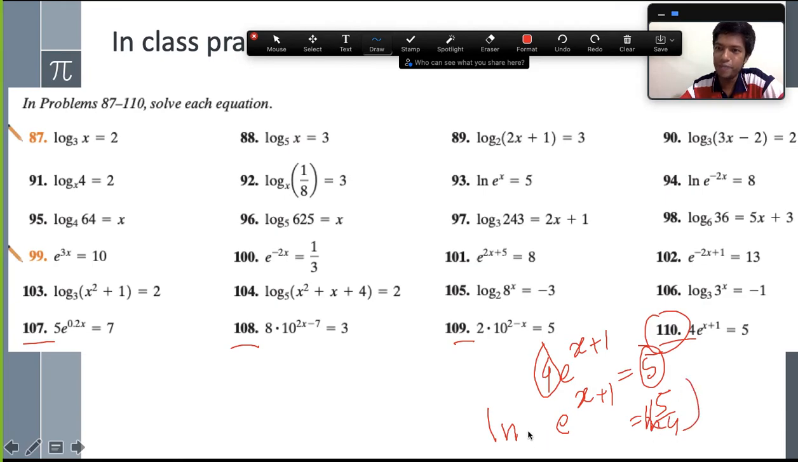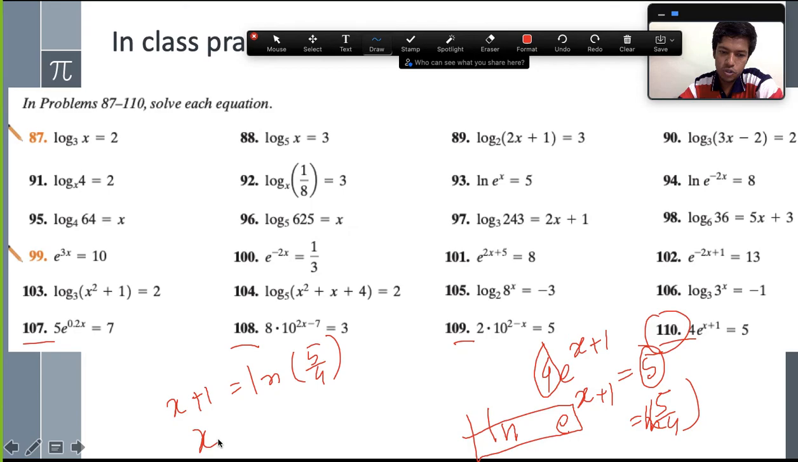And if you multiply both sides by ln, this ln and e will evaporate. This will go away. This will go away. This is like fumes, it just goes out, goes up somewhere. So what you have is x plus 1 equals ln 5 by 4. So x equals what? x equals ln (5 by 4), in brackets, minus 1. This is the answer.